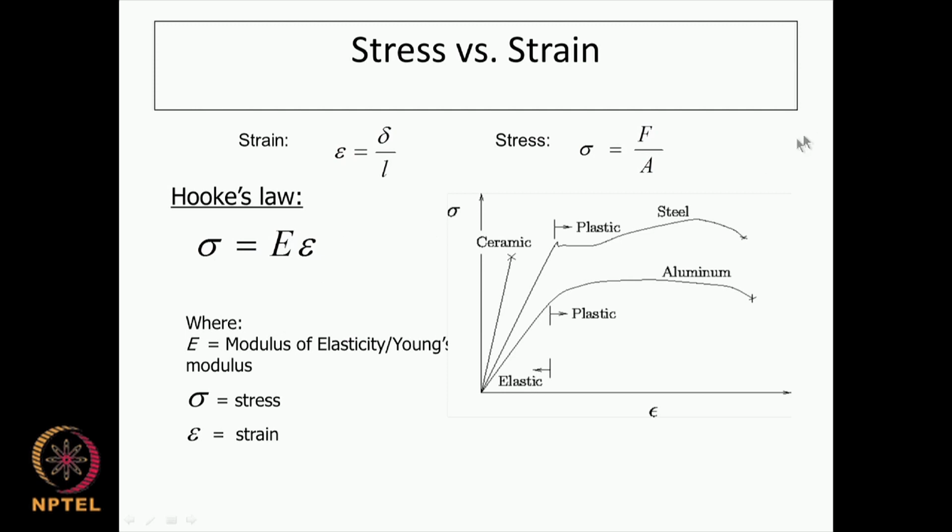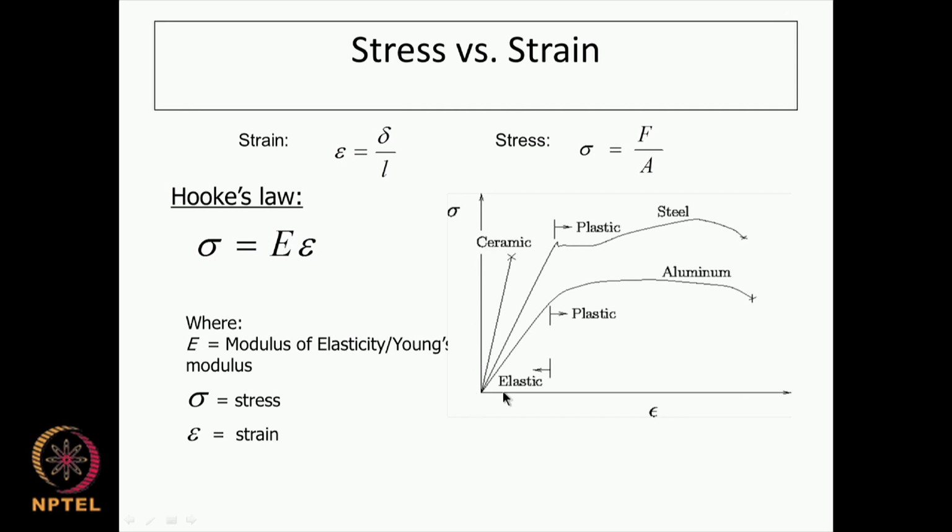So, sigma has a unit like I told you in the previous, force by area. So, Newton by meter square or Pascal. Epsilon has no units because you are dividing the elongation by actual length. So, this is dimensionless. So, E will have the units of sigma. So, E will have units of Pascal, remember that. So, E is called the modulus of elasticity or Young's modulus.